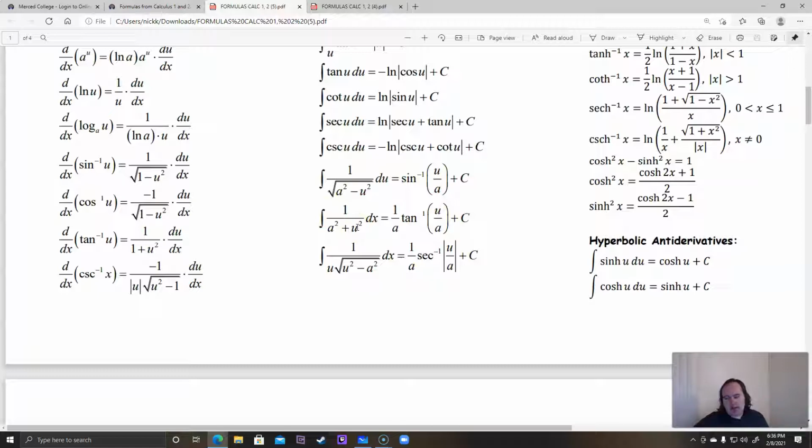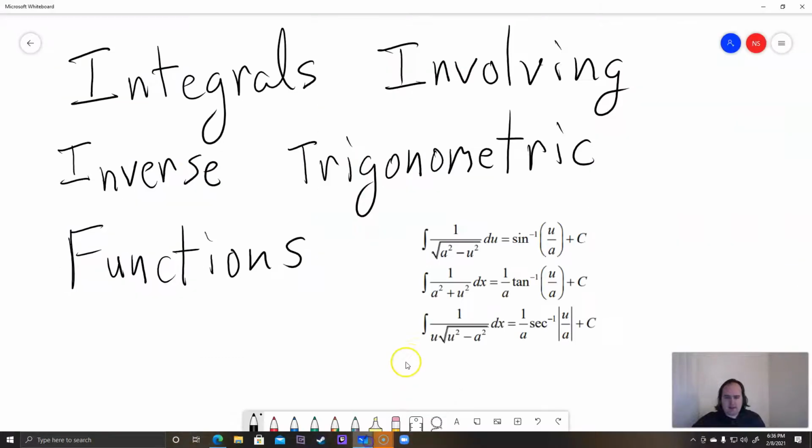Later on, we'll be learning about how to do integrals by trigonometric substitution, but that's sort of the same idea as what we're doing here. It's just here we have inverse trigonometric functions. Okay, so let's go ahead and see these at work. I have all the formulas right here.